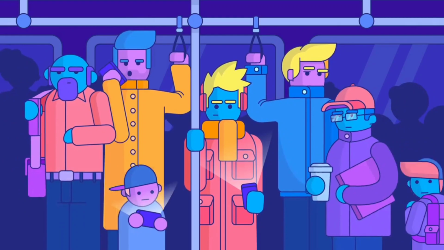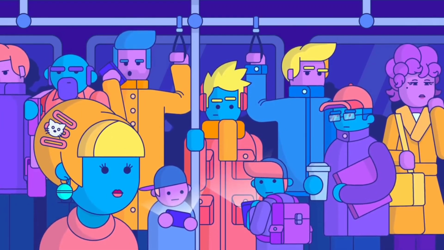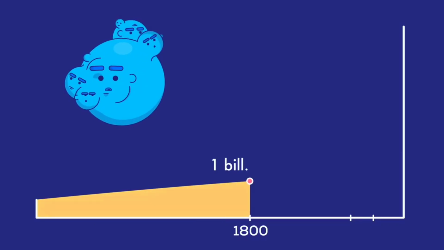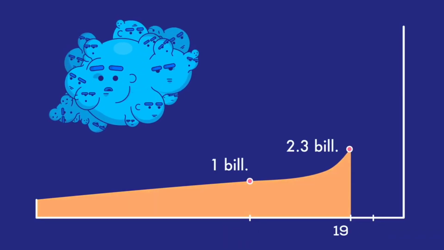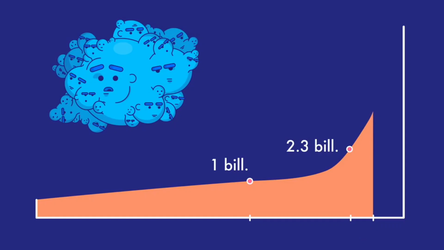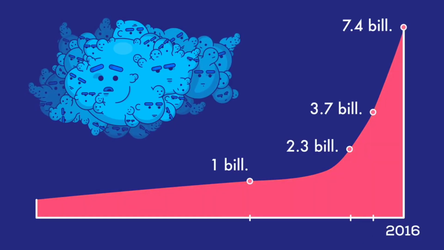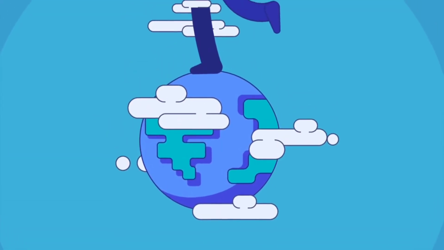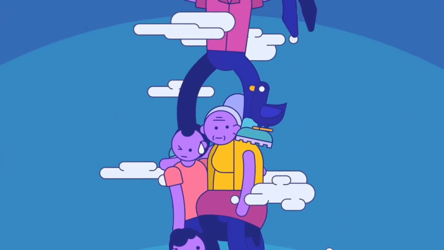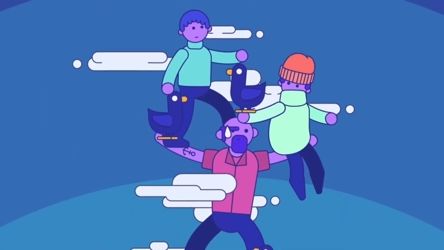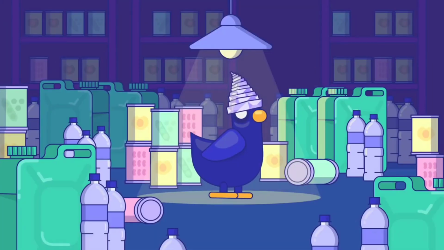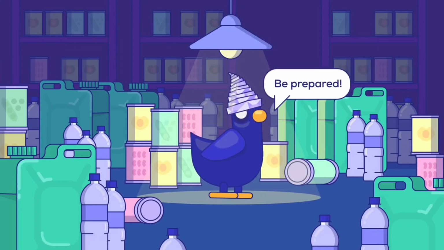Never before in history have there been so many people on Earth as right now. Our numbers have skyrocketed from 1 billion in 1800 to 2.3 billion in 1940, 3.7 billion in 1970, and 7.4 billion in 2016. The world population increased fourfold in the last century, so what can we expect for the next century? And what does population growth mean for our future?